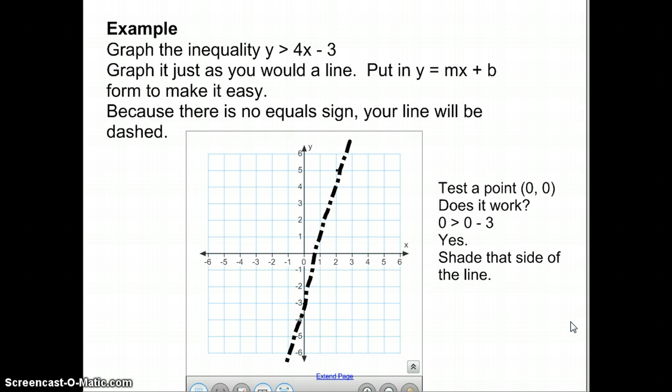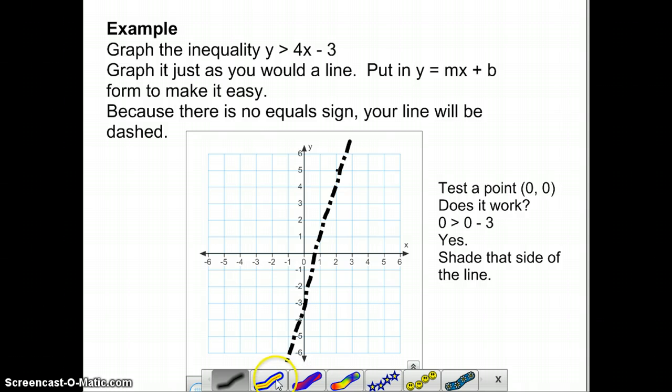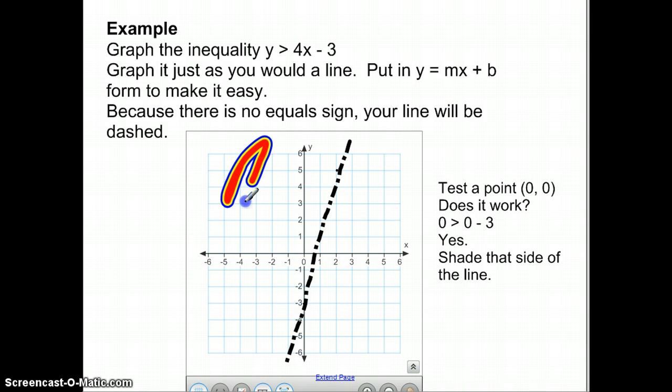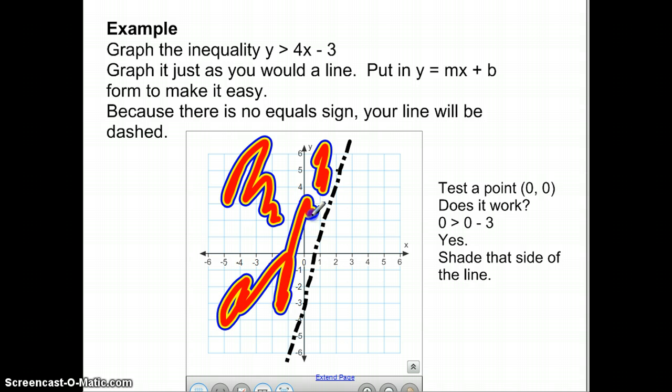Now we have to look at the shading. So we're going to test the point 0, 0 and see if it works. Well, when you put 0, 0 in here, you get 0 is greater than -3. That is, in fact, true. So you're going to shade that side of the line, the side with the 0, 0 on it. So I would shade all over in this section over here, all over this side of the line.